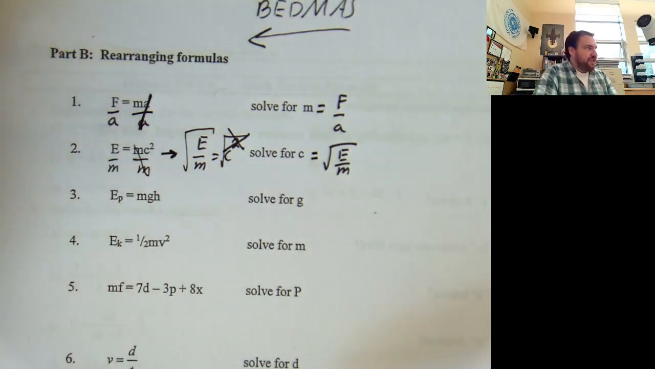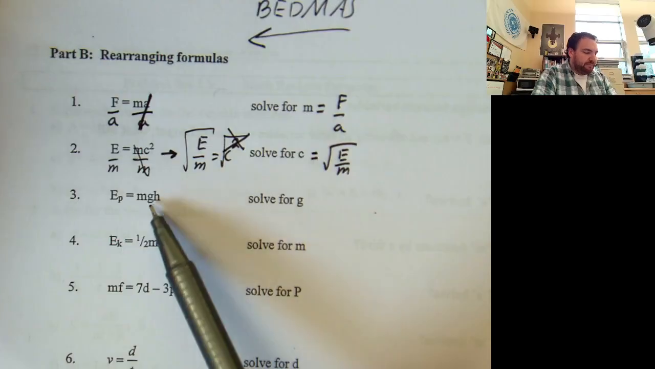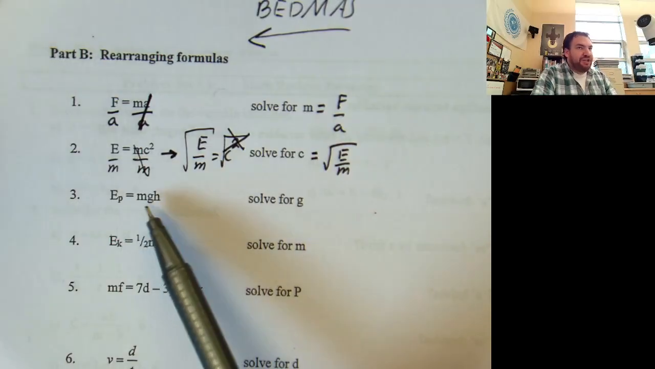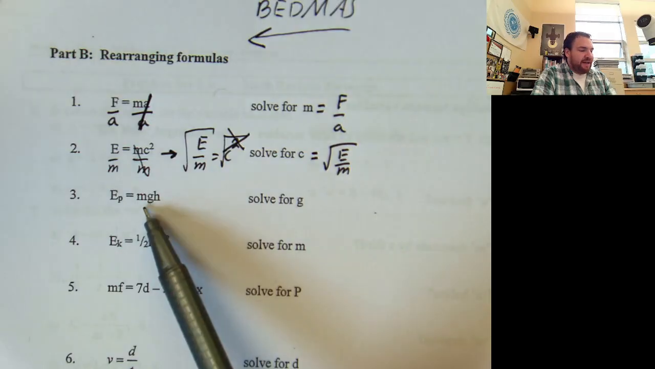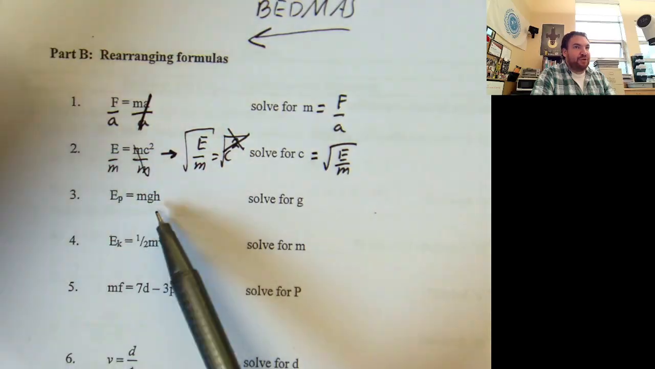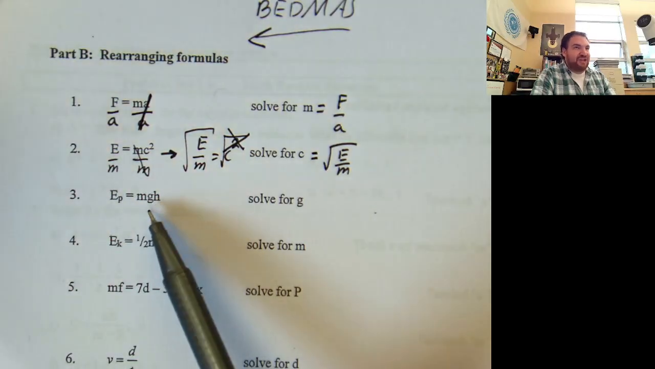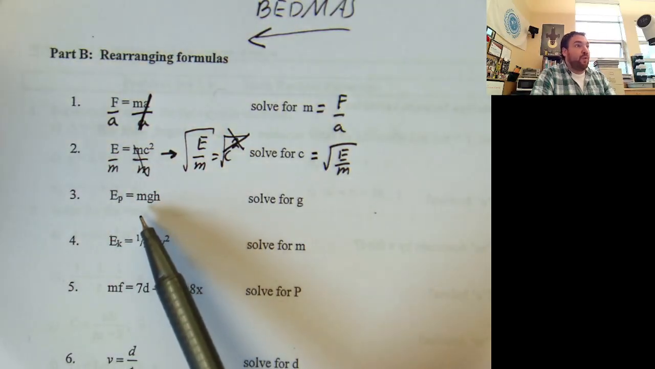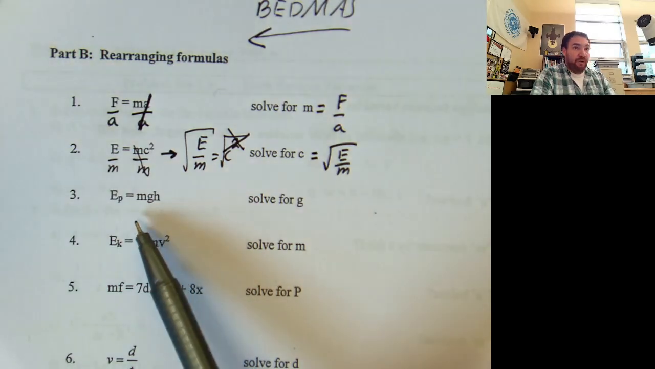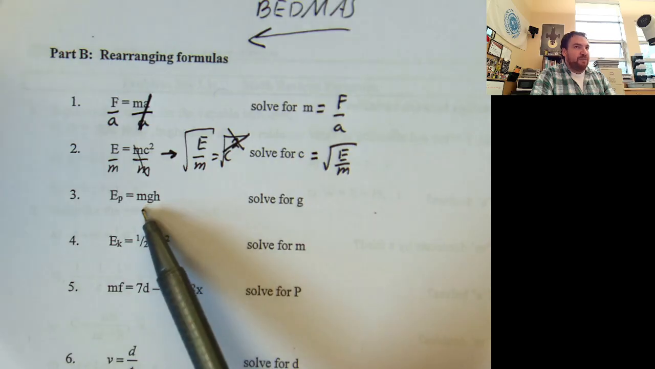Okay, so I want to solve this thing for g. I've got m, g, and h with no mathematical operators written between them, so what is actually happening there? We're multiplying everywhere. So to undo the multiplication, we are going to divide.